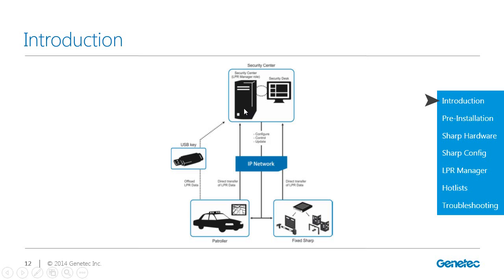On a mobile system, the Sharp camera system talks to the Patroller application, which is running on a touchscreen-enabled PC inside the vehicle. The Patroller determines if the plate is on one of the lists and takes the appropriate action. The data collected by the Patroller will then be sent to the Security Center system, either in real time if it has a wireless connection, or at the end of its shift.